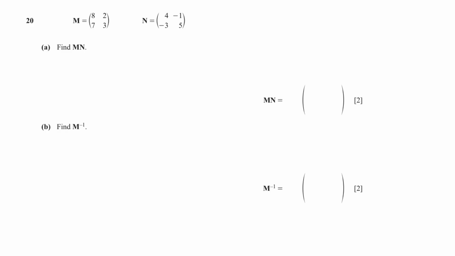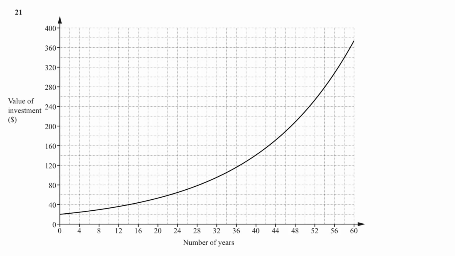Question number 20 is a matrix question. Matrix is not a part of your syllabus from the year 2020, so we can skip this question. Question number 21 is a graph related question. The y-axis is the value of investment and the x-axis is the number of years.